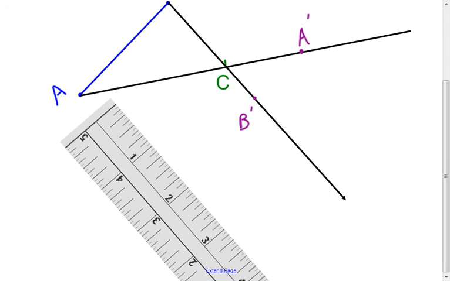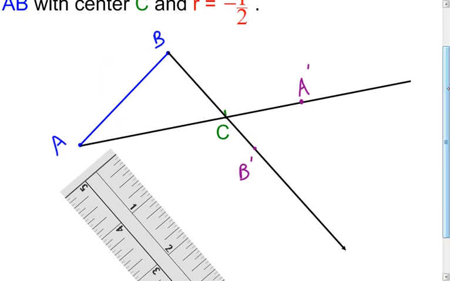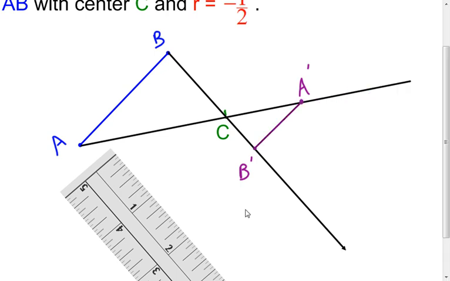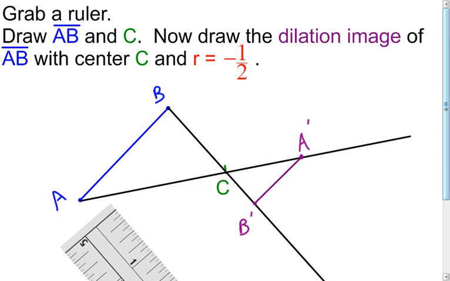So now I can actually make my image here, which is going to be segment A prime B prime. I'll make it the same color as the rest of the purple stuff. So there we go. So what I've done now is I've dilated segment AB using C as the center, and there will be the image.